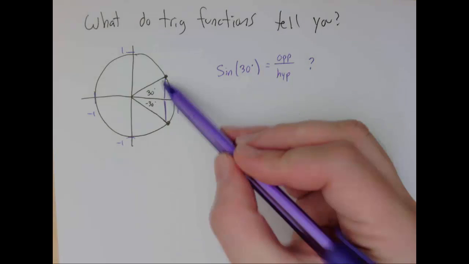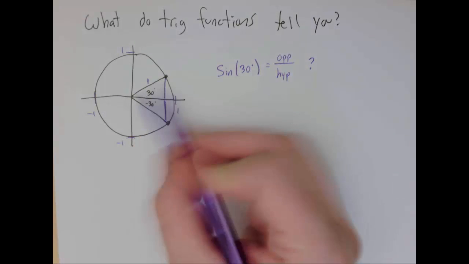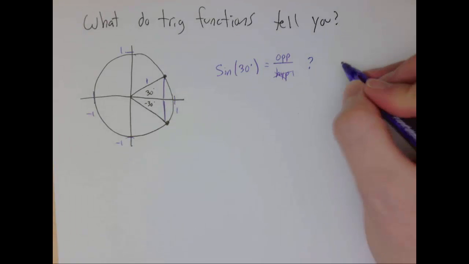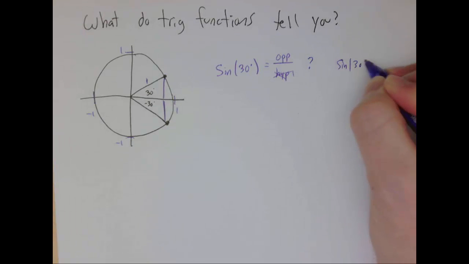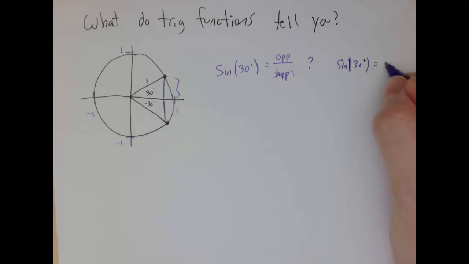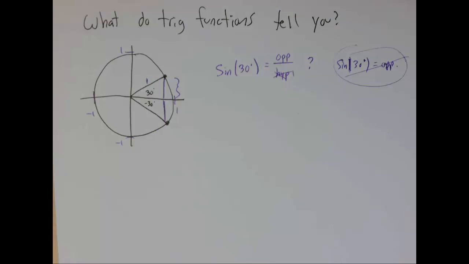If we're thinking about a point on the unit circle whose radius is 1, then the length of the hypotenuse is 1. So here, this is just 1. In that case, sine 30 degrees is really just telling you the length of this side, the opposite side. But that is only true for angles between 0 and 90 degrees.